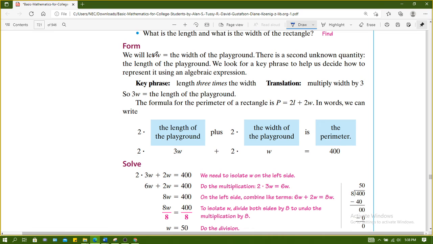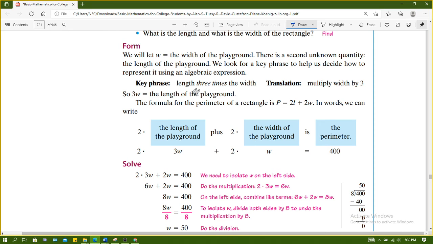So, let W be the width of the playground. The second unknown quantity, the length, will be represented not by another variable but in relation to the previous variable that we use. Sometimes, class, it's difficult to solve when the variable for width differs from the variable for length. But in solving problems like this, you should make your second variable in relation to the first one. So we look for a key phrase to help us decide how to represent it using an algebraic expression.